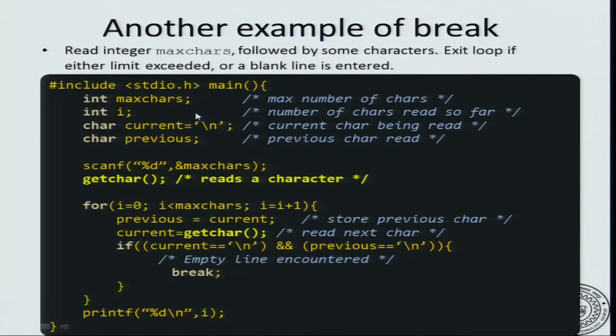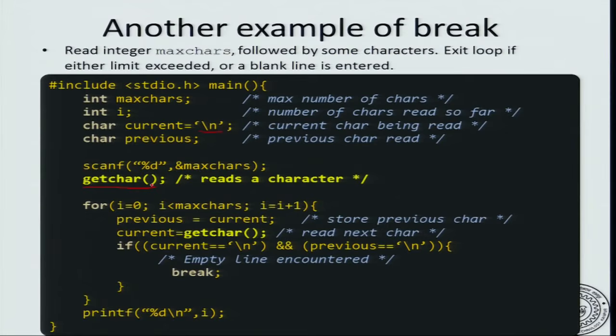So, you have maximum characters, and let us say I scan that, then an i which counts how many characters I have read so far. So, I should initialize to 0, and then there is a current character and then there is a previous character. So, I will initialize current to the new line character. Now, there is a particular reason for that, which will become clear later. So, you should initialize current to a particular character, and then what I do is use the getchar function.